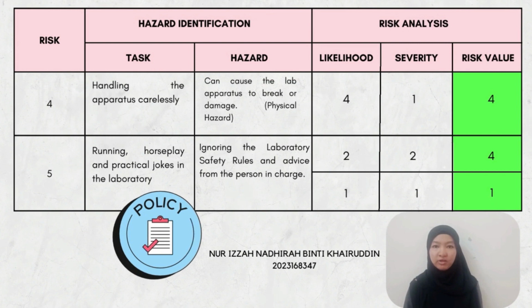Then, task 4 is about handling the apparatus carelessly. This task is known as a low risky task because the risk value is 4. And the last task is horseplay and practical jobs in the laboratory. It gives 2 risk values, which are 4 and 1, but both are low risky for this task.